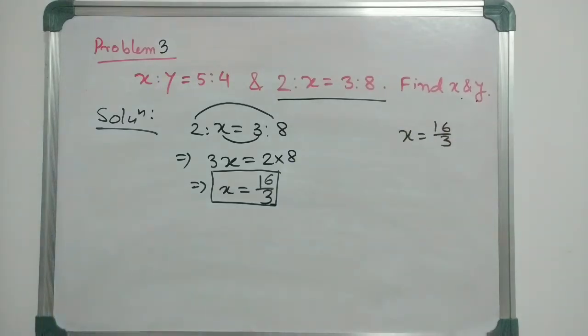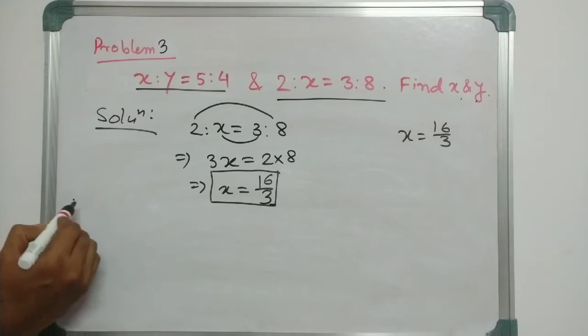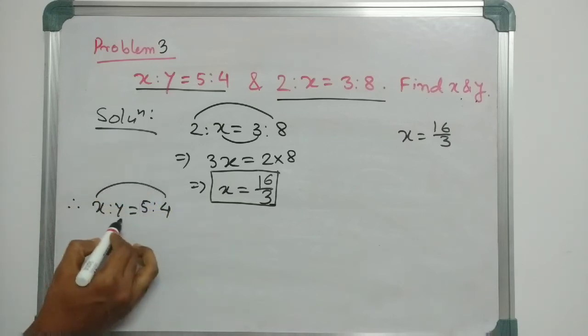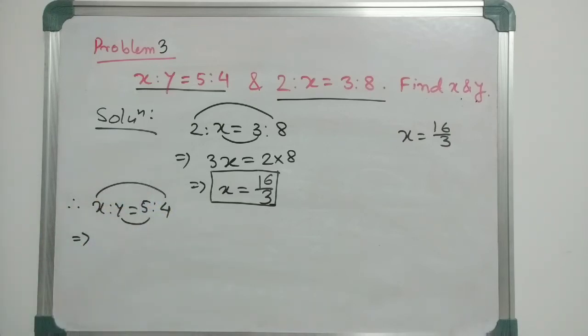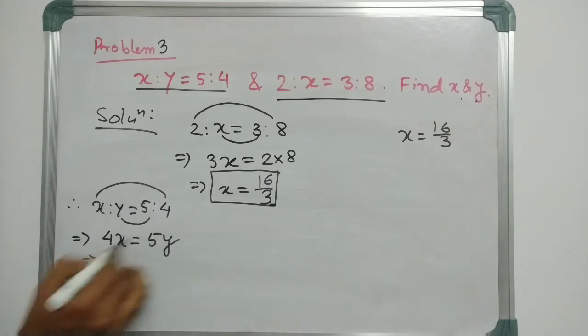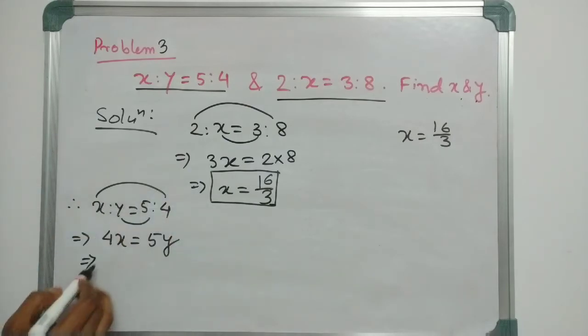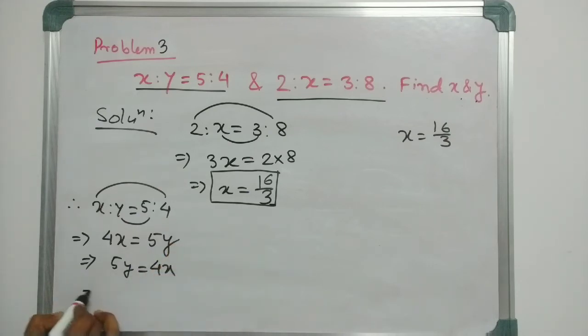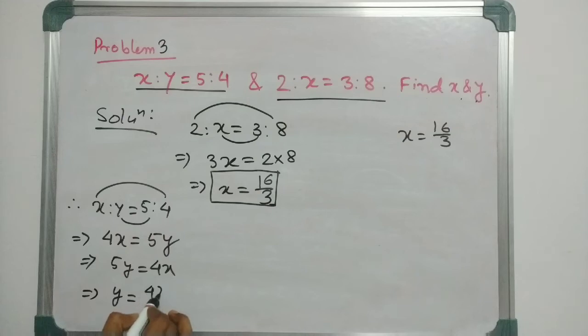Now we have to find the value of y. There is another equation, x is to y equals 5 is to 4. Therefore we can write x is to y equals 5 is to 4. So the product of the extremes is equal to the product of the means. That means 4x equals 5y. We know the value of x from here also. Now 5y equals 4x. This implies y equals 4x by 5. Let us substitute the value of x in this equation.